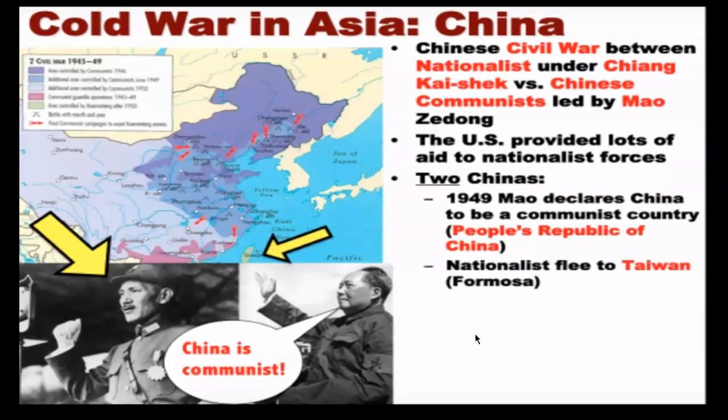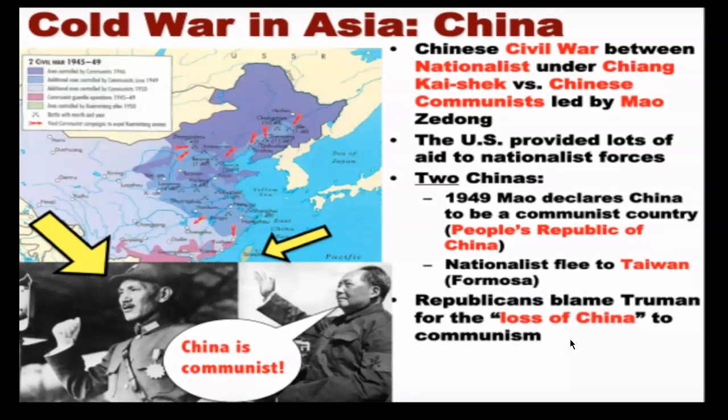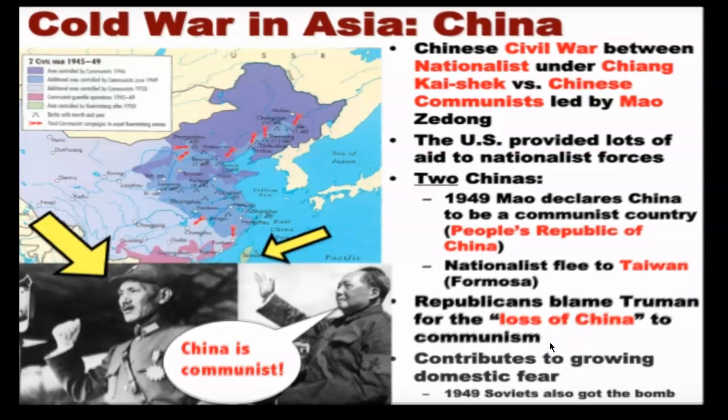The nationalists, led by Chiang Kai-shek, flee mainland China to what we know today as Taiwan. At the time, it was known as Formosa, but the island of Taiwan is where the nationalists fled, and it's still a very contentious issue today in politics and Chinese and American relations. The Republicans at the time blamed Truman for the loss of China to communism. They blamed the Democrats for China falling to communism, and it contributes to this growing domestic fear that communism is spreading and reaching here to the United States and infiltrating American society.